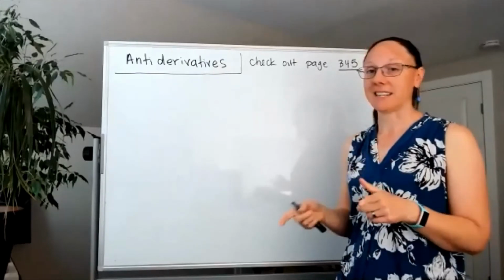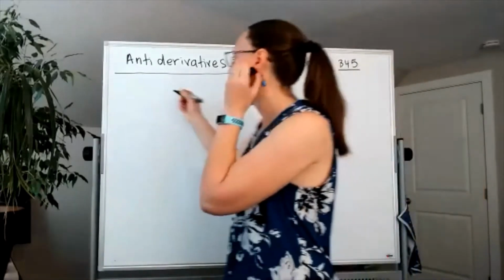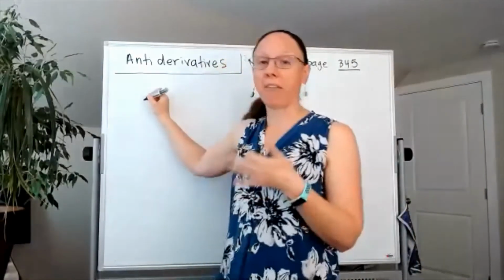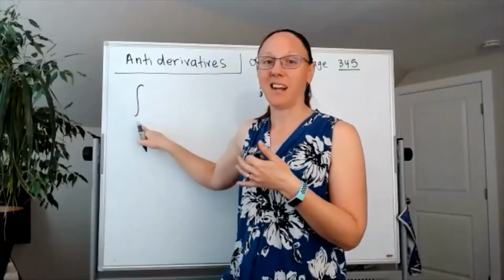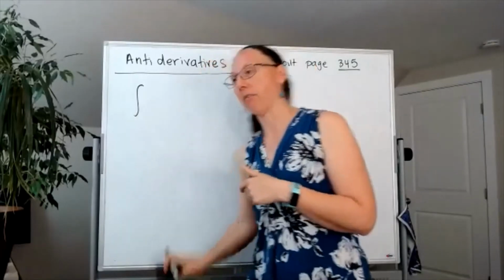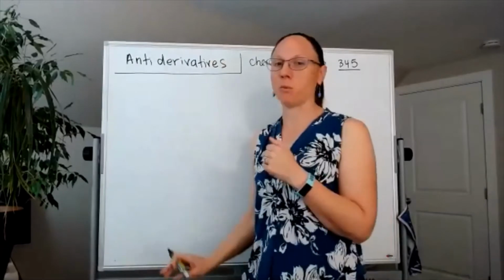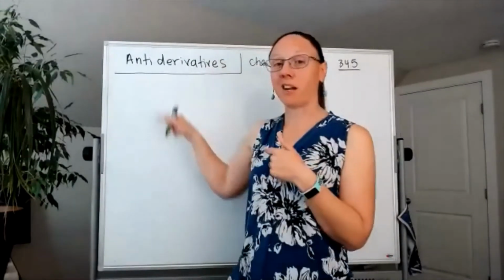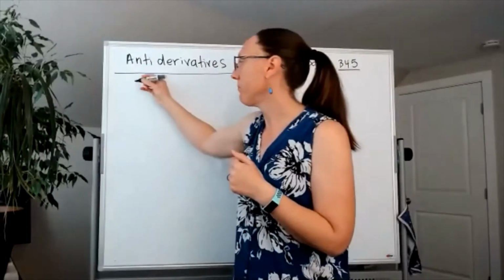So that said, let's talk a little bit about antiderivatives. We have a couple of different notations for antiderivatives, and one of them is going to be this kind of S-shaped integration symbol. We're going to see that in chapter 5. It's not really popping up in chapter 4 for us yet in 4.6. So I'm not going to use it today, but maybe by Friday we'll be using that other notation.